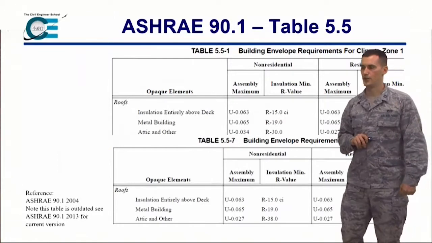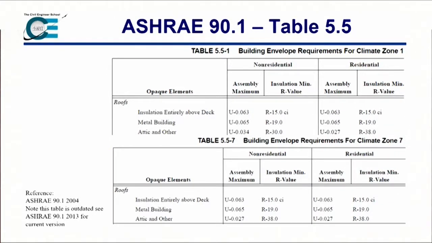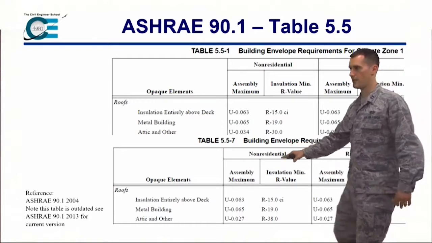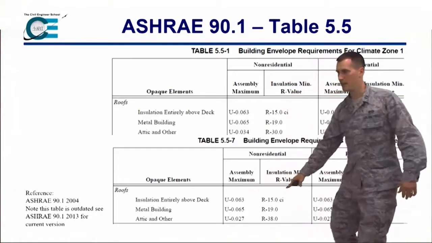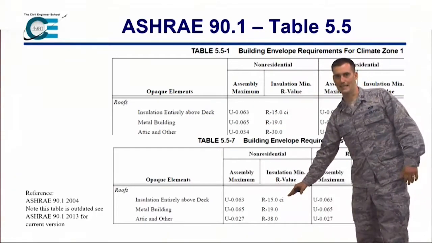And this is an example of what that table looks like here. What you're looking at is non-residential and residential. What are the minimum values for insulation? Let's just look at roofs, because that's what we're talking about in this class. For a non-residential metal building, that minimum R value has got to be 19.